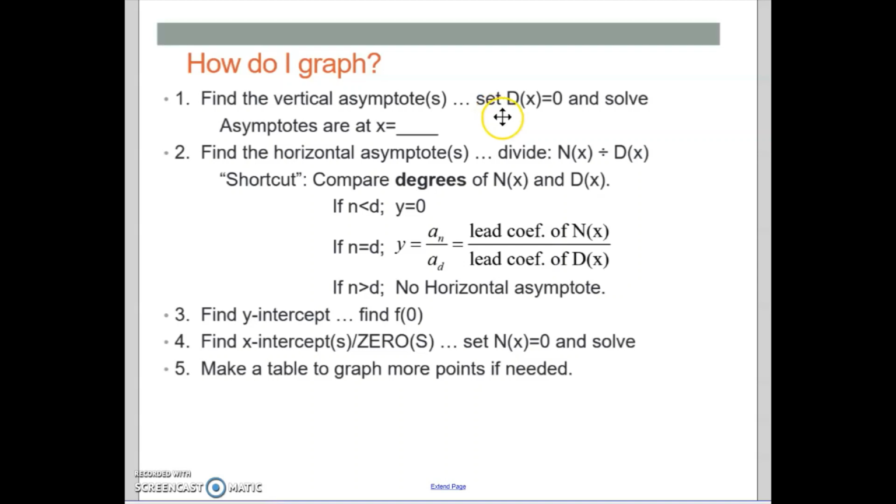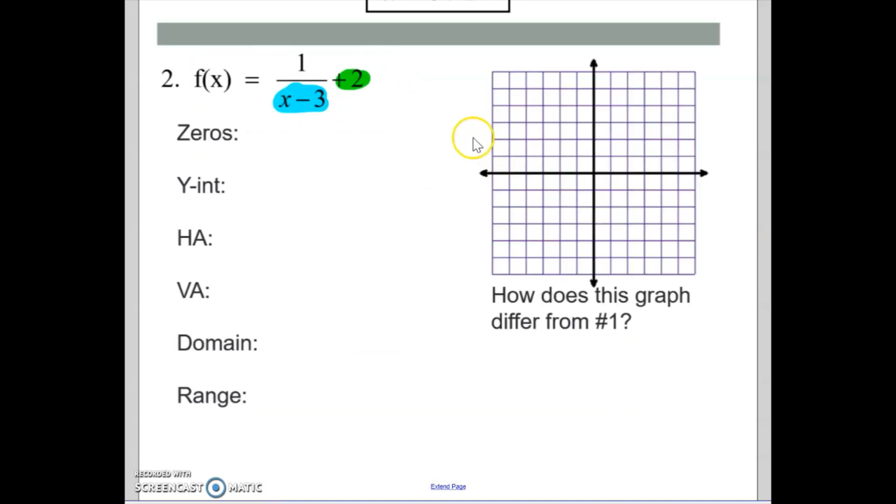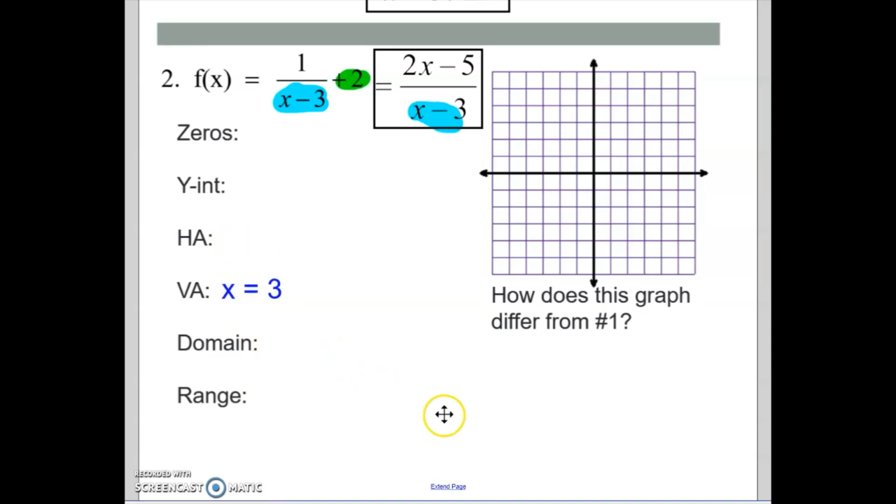How do I graph? Well, starting today, the first thing we'll look for is the vertical asymptote. How do I get the vertical asymptote? I look at this denominator, x minus 3. I set it equal to 0, and I get the vertical asymptote.